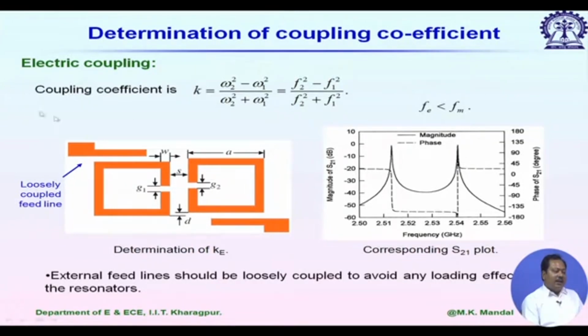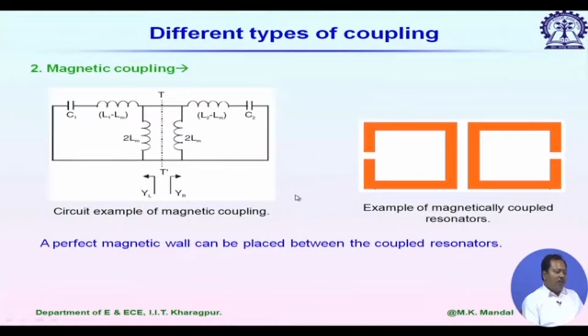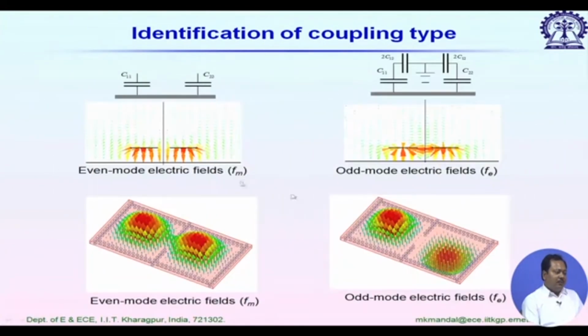For the electric coupling case, at the lower resonance frequency we actually have electric coupling, and at the higher resonance frequency we have magnetic coupling. Okay, so what is electric coupling, and what is magnetic coupling? Let me discuss this a little more.